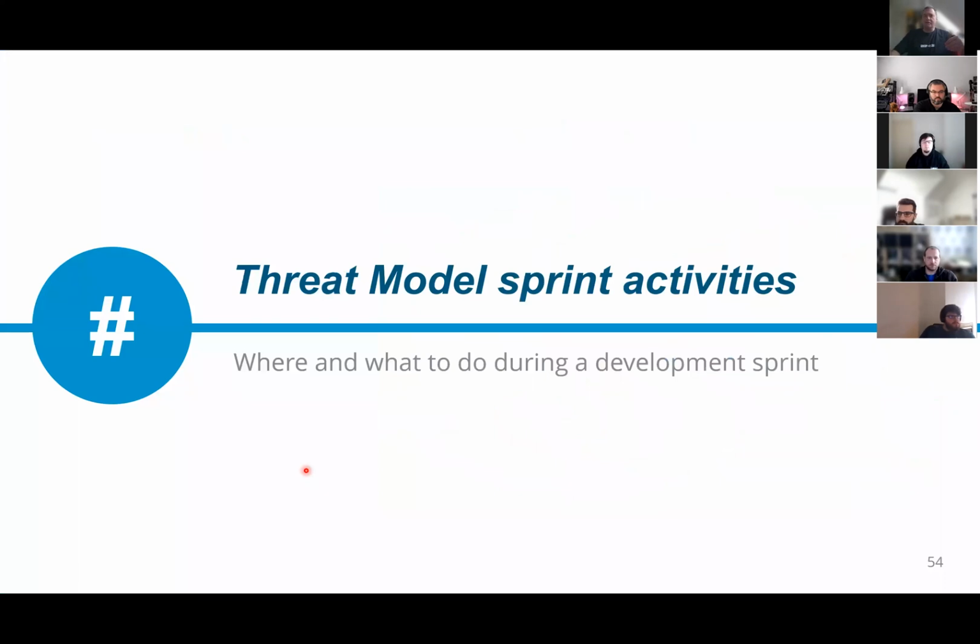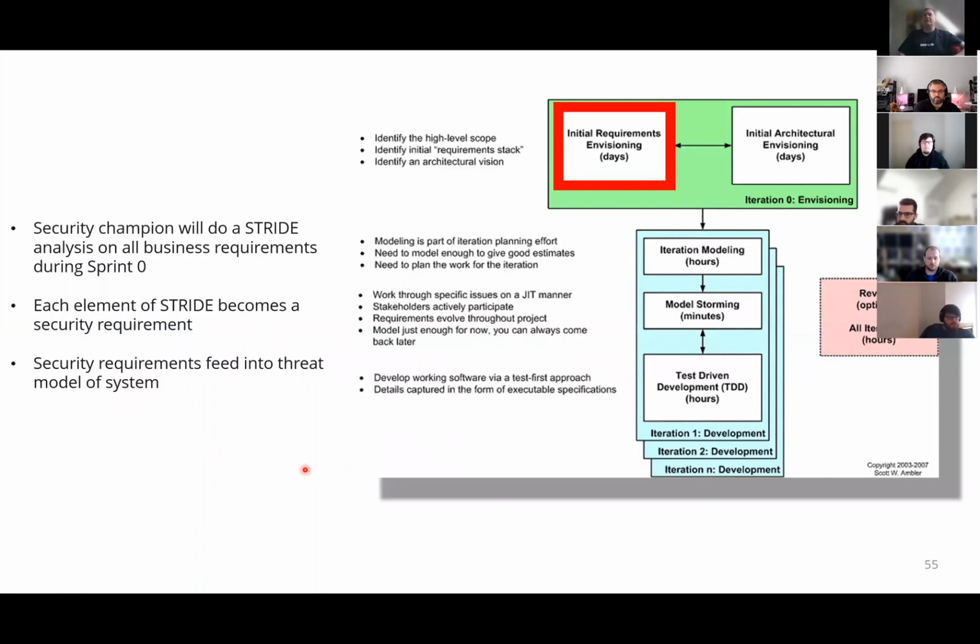And now I'm going to drill into the sprint activities. So I'm going to take those previous bubbles and I'm going to put them into something a bit more iterative right here. So the requirements envisioning right here, that comes down, that's a sprint zero activity.